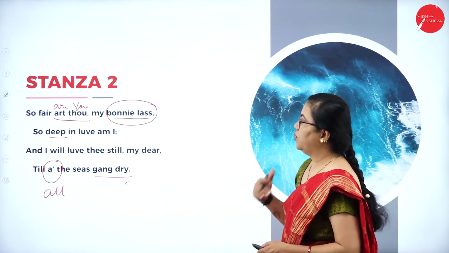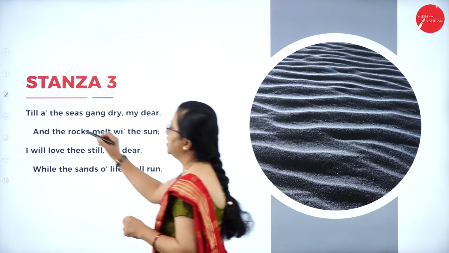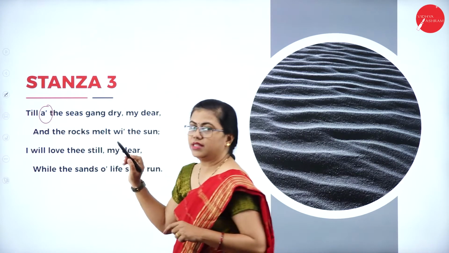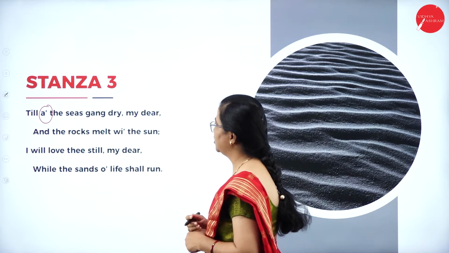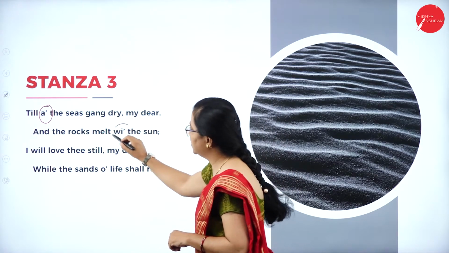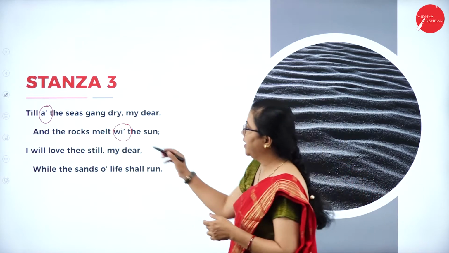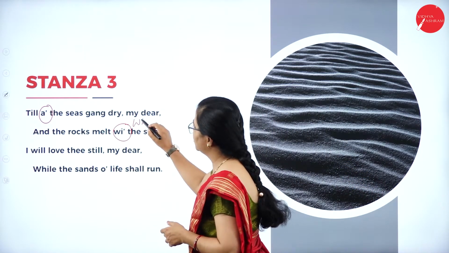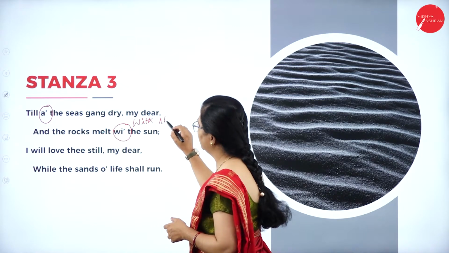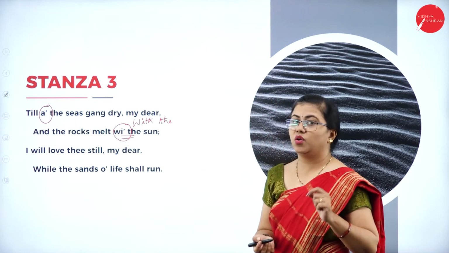Okay, so now let us go to the next stanza, that is stanza 3. Till all the seas gang dry, my dear, and the rocks melt with the sun. Again you can see the short form: it is actually combined and he has used it as "wi' the", so it is actually "with the". And rocks melt with the sun.